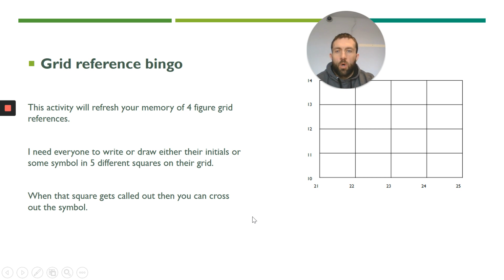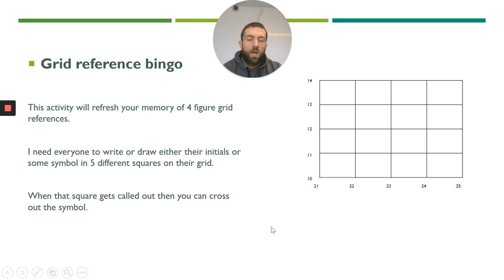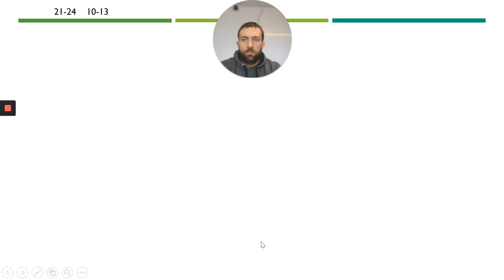Alright, so in your work booklet you have a grid that looks like this, and what I want you to do is put your initials in 5 of the squares. Take your time to do that, and then on the next screen when your number comes up, I want you to cross off that square if it has your initials in that square.